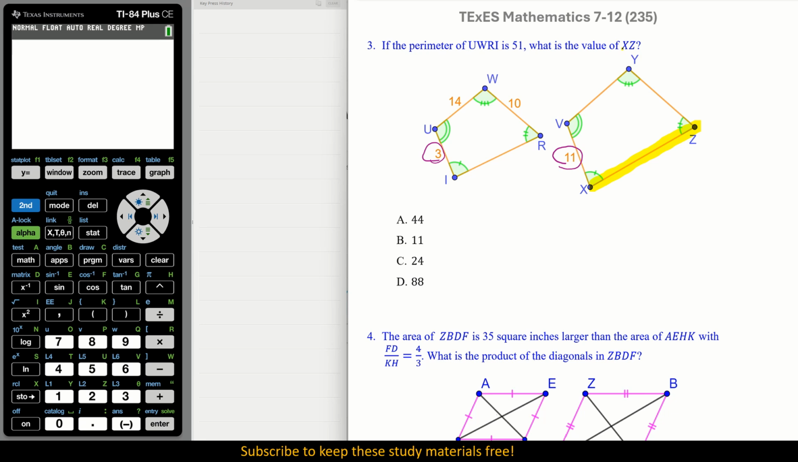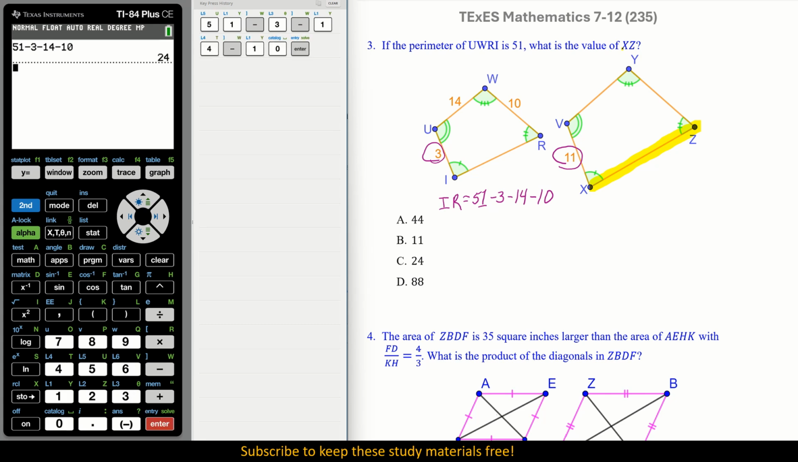So what do we do? We just take P. Actually, no, it's not P. It's I. IR, okay? IR is equal to 51 minus 3 minus 14 minus 10. So let's put that in the calculator. 51 minus 3 minus 14 minus 10, and that equals 24. Okay, so now we have the value that we need to get this done.